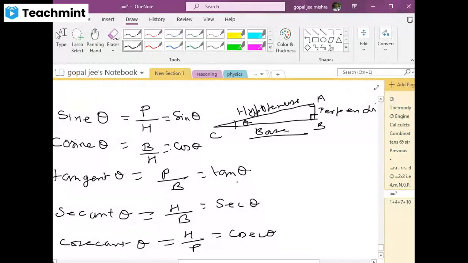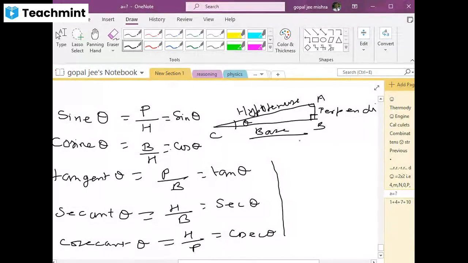Yes. Now see here, beta. Sine theta is the ratio of perpendicular upon hypotenuse. Cosine theta is the ratio of base upon hypotenuse. Tan theta is perpendicular upon base. Sec theta is hypotenuse upon base. And cosec theta is hypotenuse upon perpendicular. Let us learn this by a simple trick.